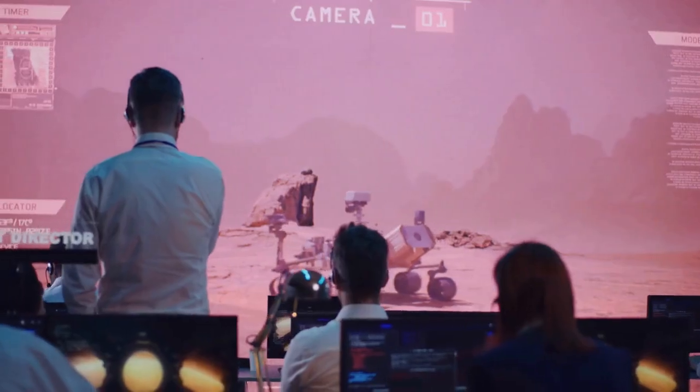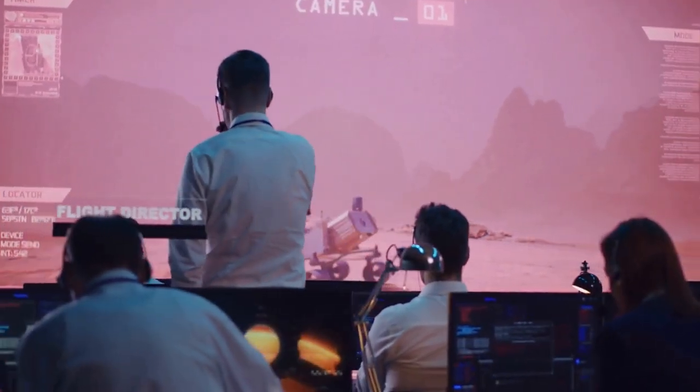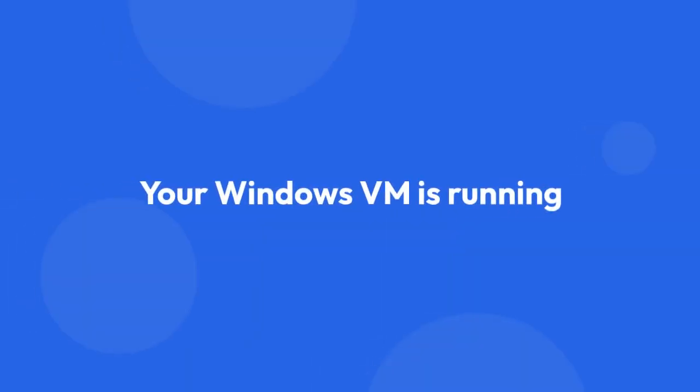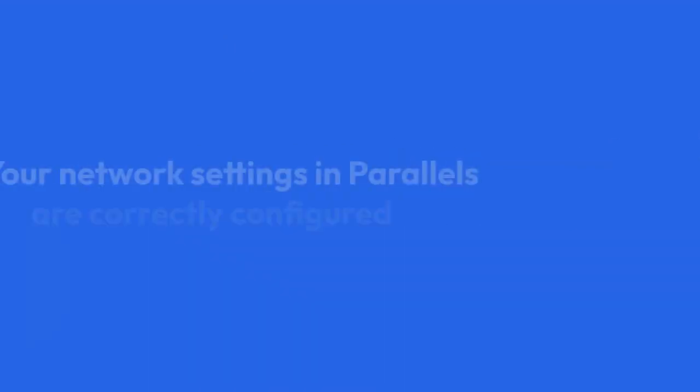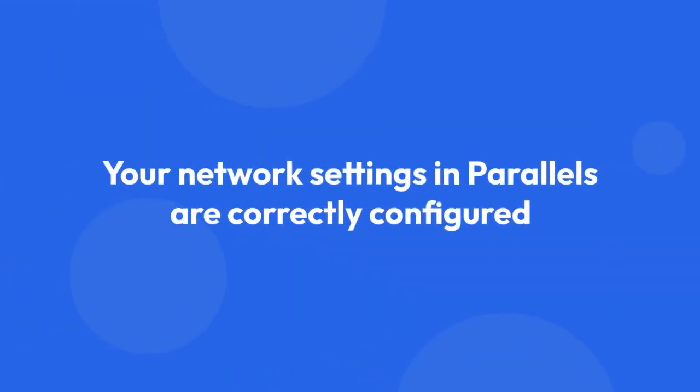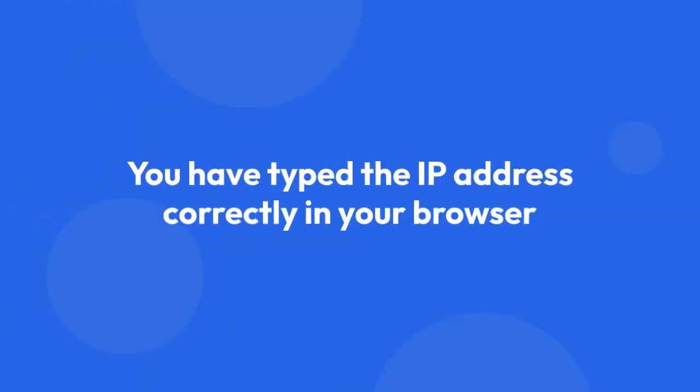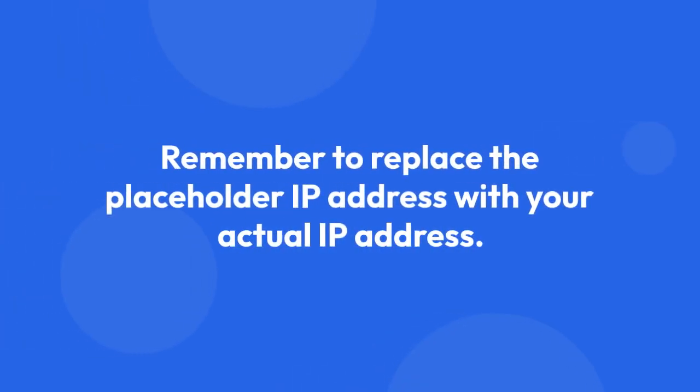5. Troubleshooting. If you can't access your localhost, double-check the following. Your Windows VM is running. Your firewall on both your Mac and your Windows VM allows connections on the necessary ports. Your network settings in Parallels are correctly configured, and you have typed the IP address correctly in your browser. If you're still having trouble, check the Parallels documentation or search for help online related to your specific setup and errors you encounter. Remember to replace the placeholder IP address with your actual IP address.